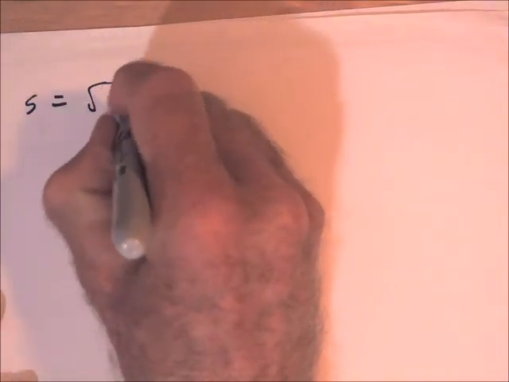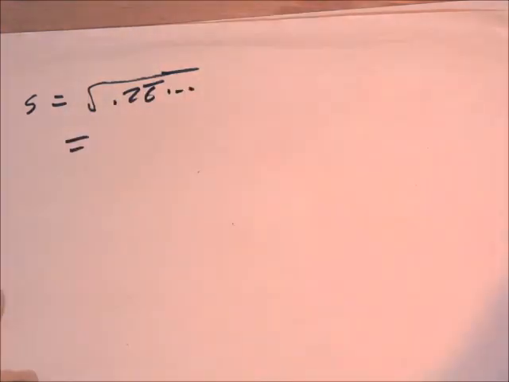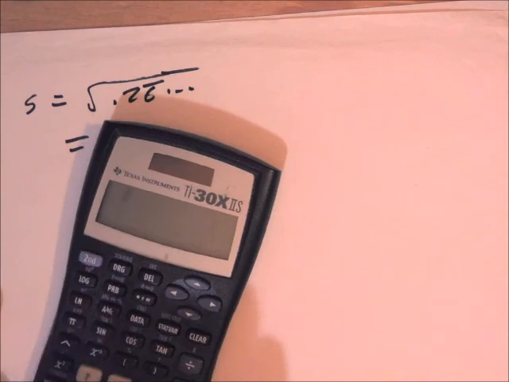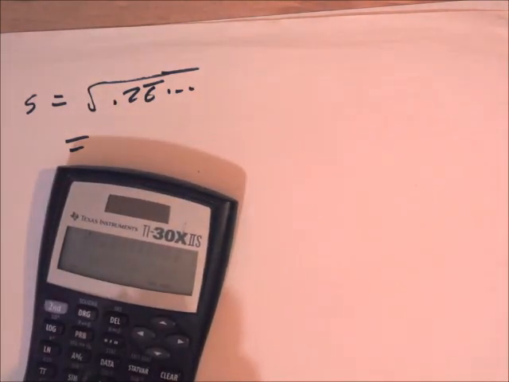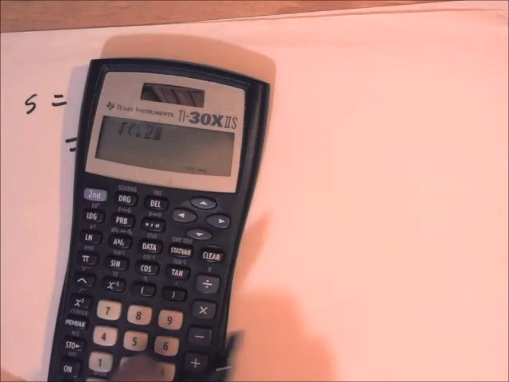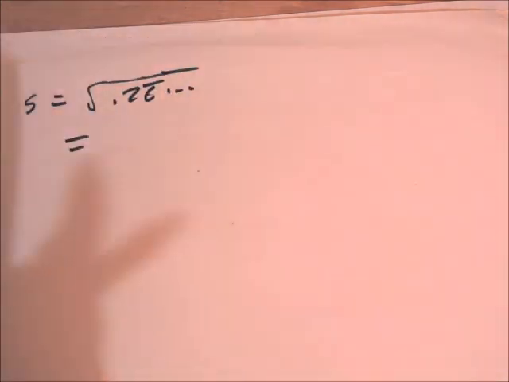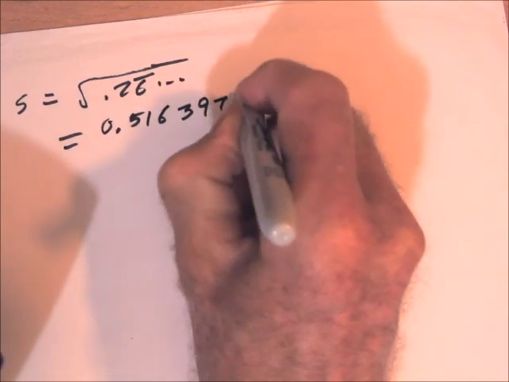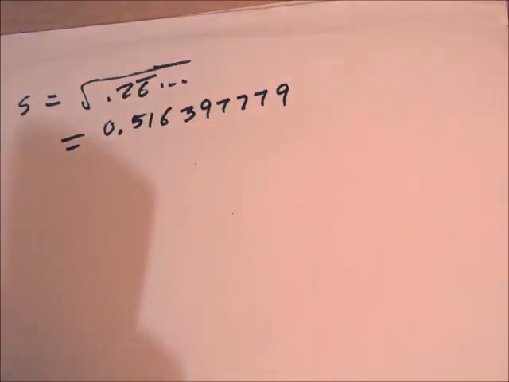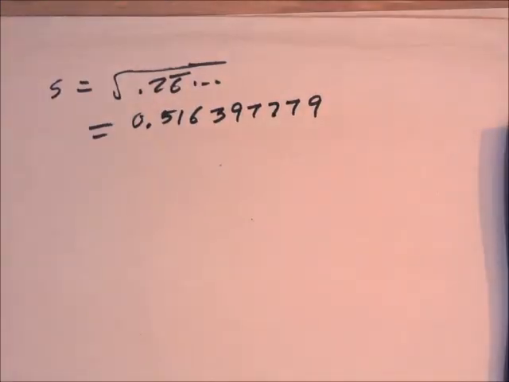And then the standard deviation will be the square root of the variance. S for the standard deviation, square root of 0.26, and repeating 6s. And we can do that on the calculator. Second square root and 0.26 and repeating 6s, and equals about 0.516. Okay, so that's the standard deviation.